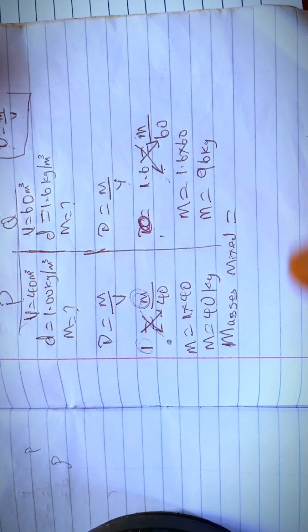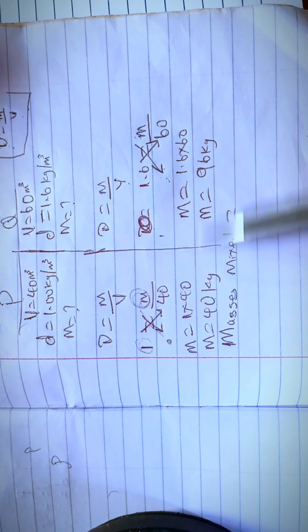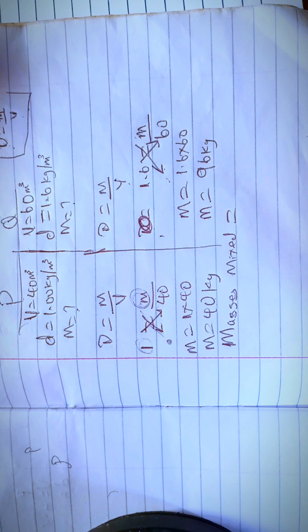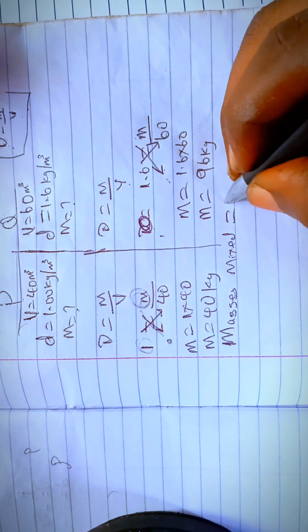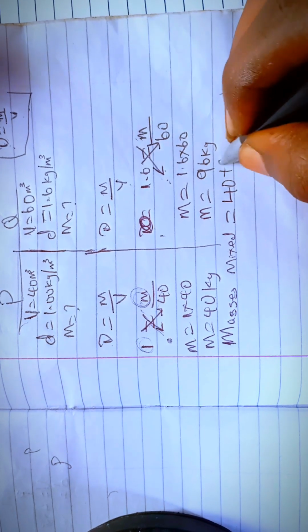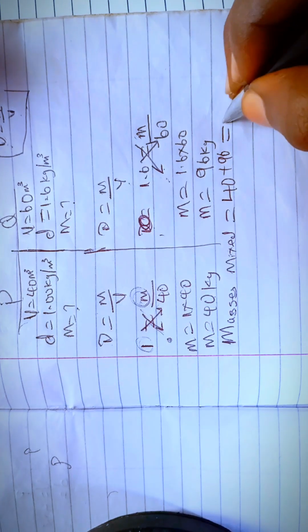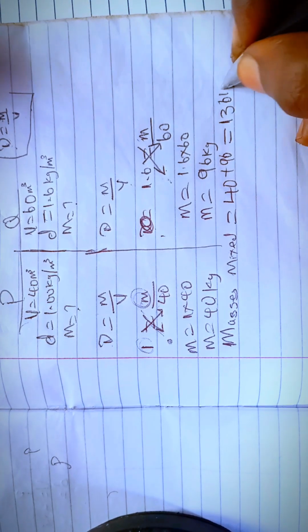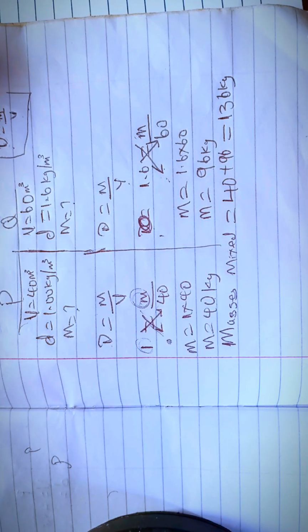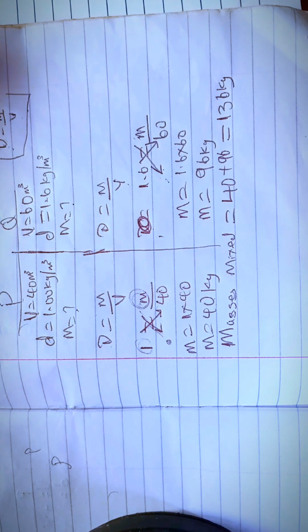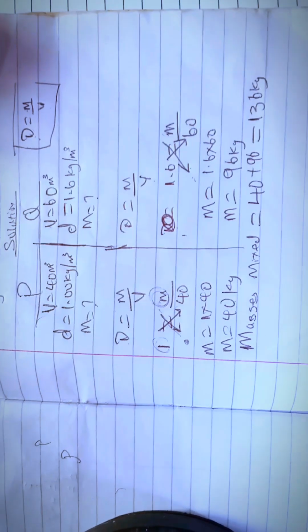Okay, so masses mixed. That means we're going to mix up the two masses now. So these are the two masses. Let's mix them up because it said that the liquid was mixed. So 40 plus 96 will give us 136 kg. This is the mass that was mixed. Since they said they mixed the liquid, it means everything was mixed together, including the mass and the volume.